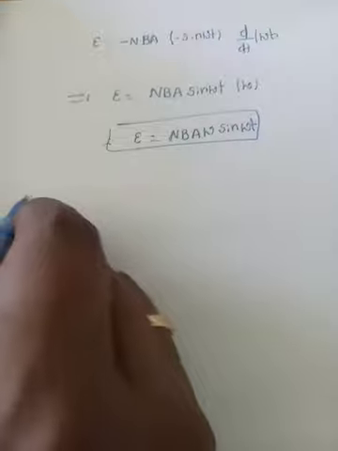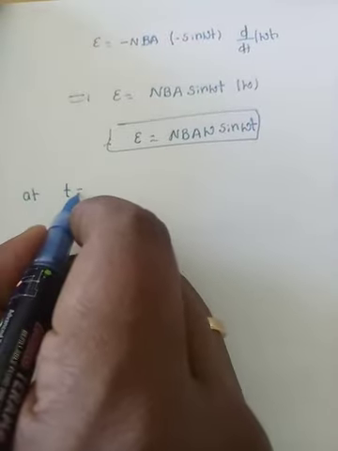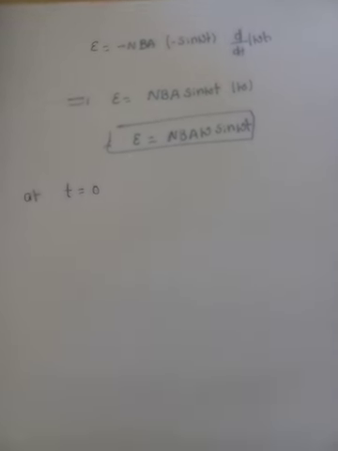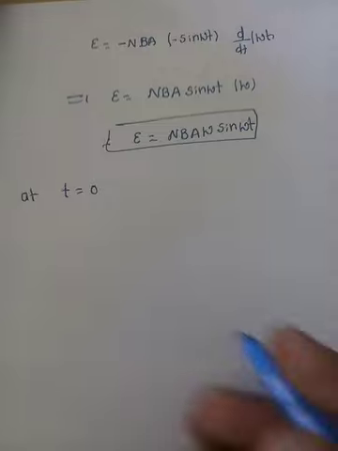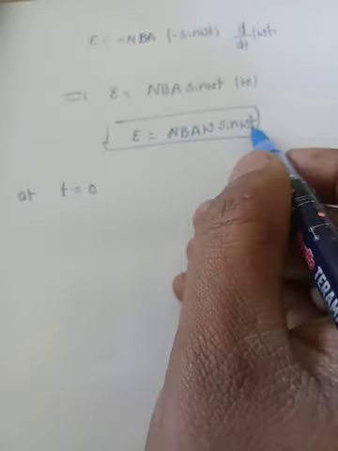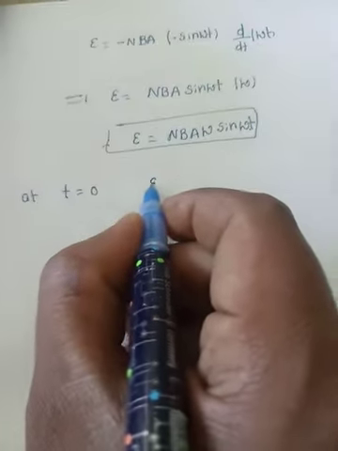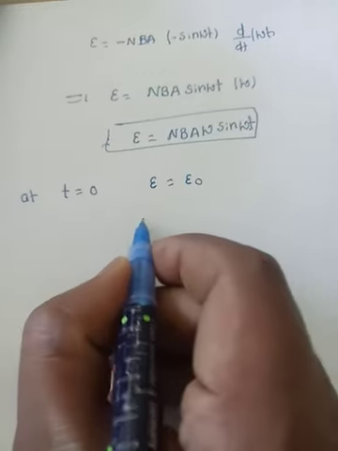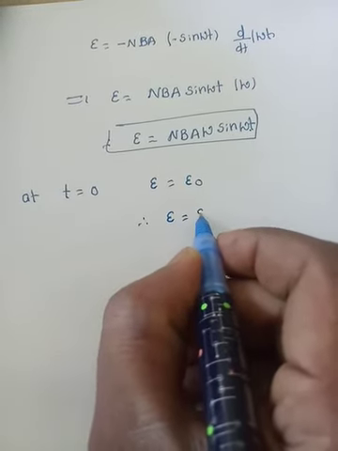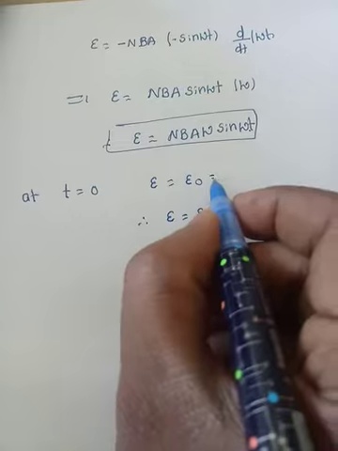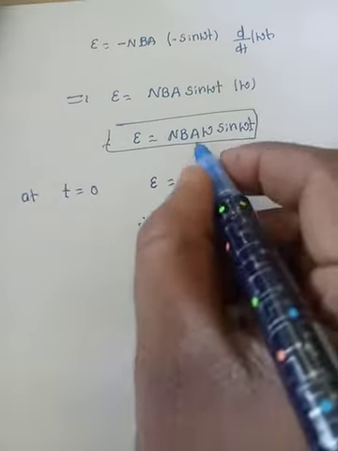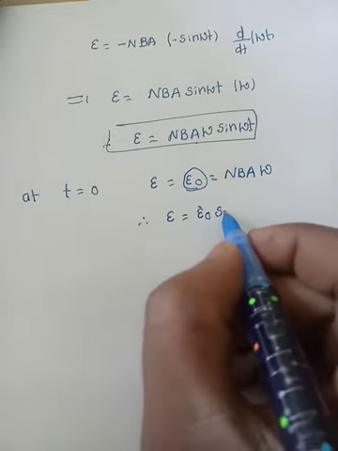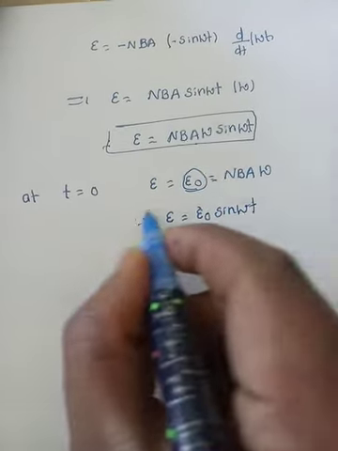As you know, at the initial time t equals 0, or maximum when omega t equals 90 degrees, so pi by 2, E equals E naught. Therefore, E naught equals N B A omega. So we can substitute here, E equals E naught sin omega t.